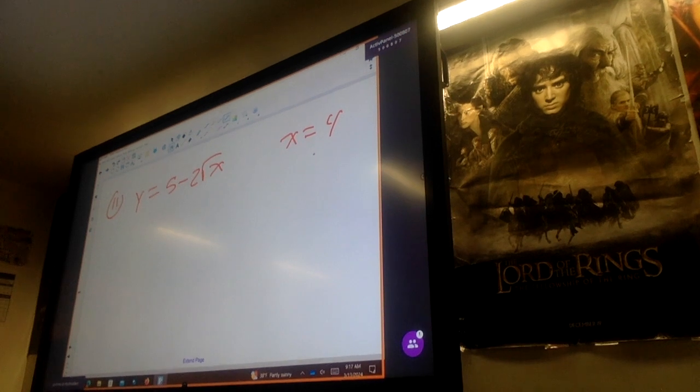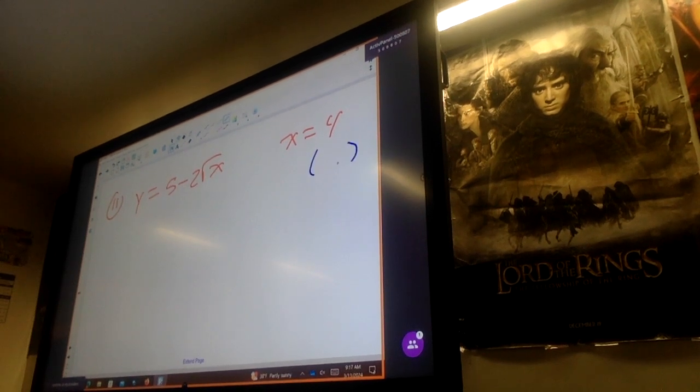Because I want to find the equation of the line, I need to figure out a point off the original. So if I take 4 and plug it in, I'm going to get 5 minus 2 square root of 4, 5 minus 2 times 2, 5 minus 4. So at 4 comma 1, this is going to become my x1 and my y1. So we're going to save that for a moment.